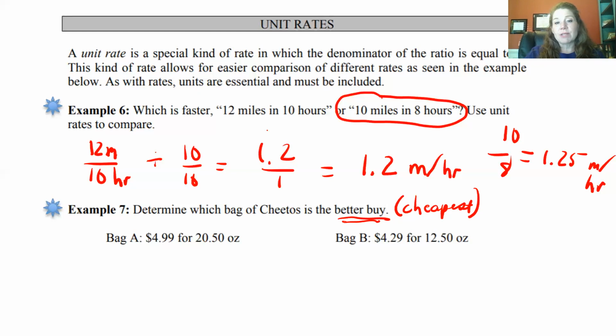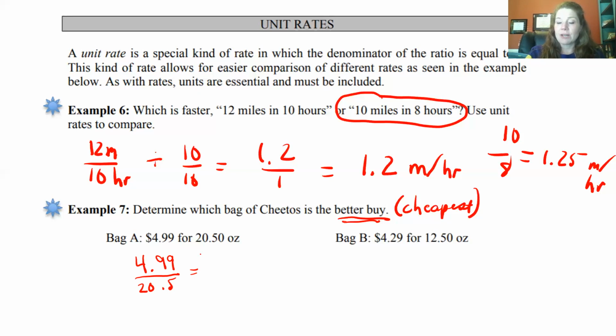It's always the first number divided by the second number, almost always. The exception is if they have money, even if the money comes last, you always divide the money by the quantity. So I want to know if I can buy a bag for $4.99 and it's got 20.5 ounces. I want to know how much it costs per ounce. So I'm going to divide the money by the ounces.